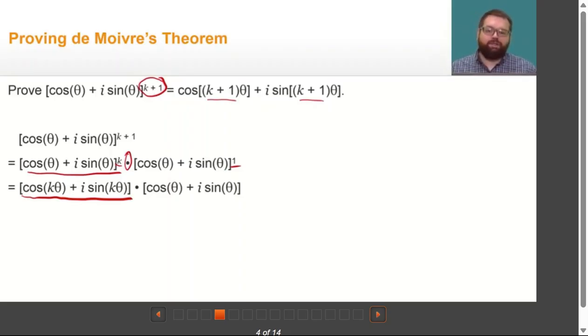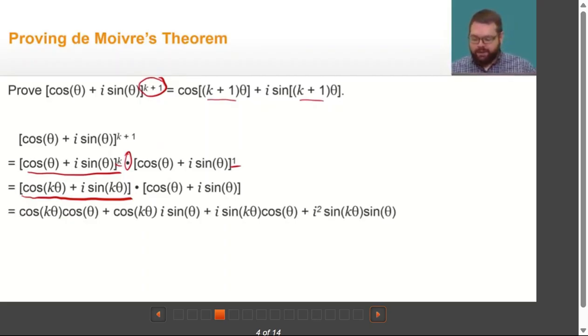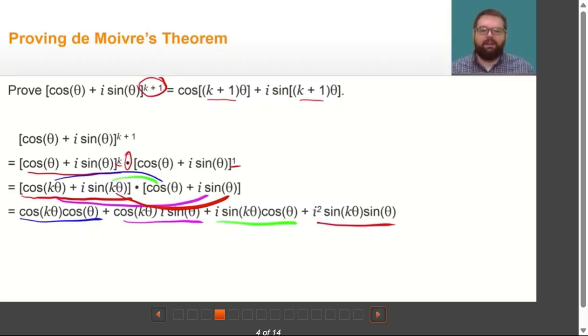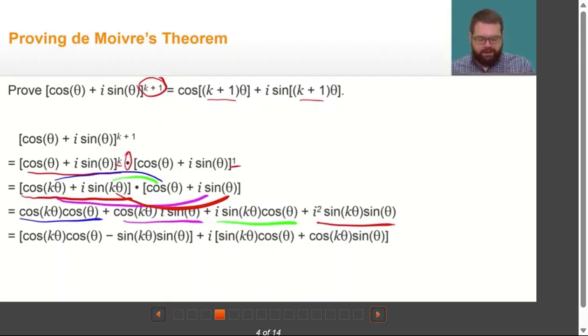Next, apply the distributive property to multiply the pair of binomials. So we are going to multiply these two values together to get this one, and these two values together to get this one, and these two values together to get this one, and these two values together to get this one. Remember that i squared is equal to -1. And so we can rewrite the terms, putting the two real terms together and the two imaginary terms together.